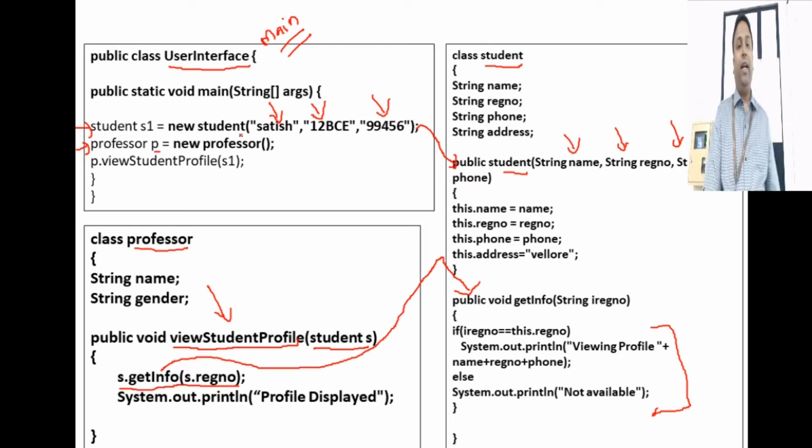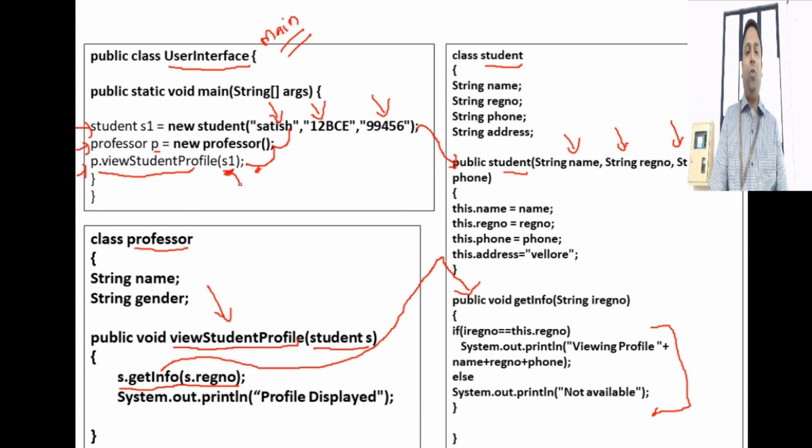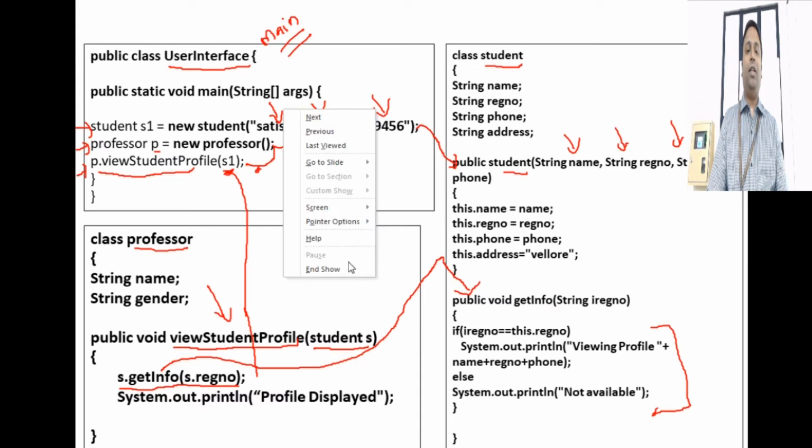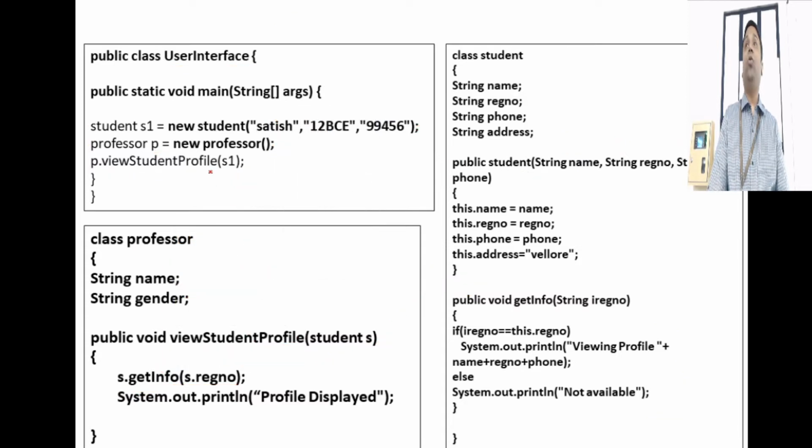So 2 objects are getting created, and how do these 2 objects communicate? These 2 objects communicate by this particular method, view student profile. So I'm just invoking professor.viewStudentProfile of S1, passing the student object here. So this will actually invoke which method? From the main, we are calling which method? This particular method. Let me erase all these things and draw that. So from the main, which method is being invoked from the professor object? This method. From here, inside the professor object, which method is invoked?